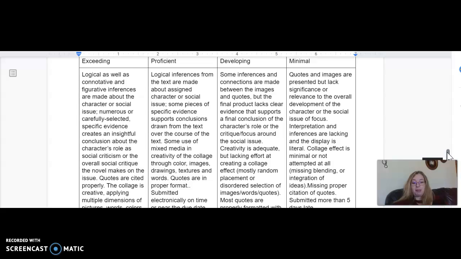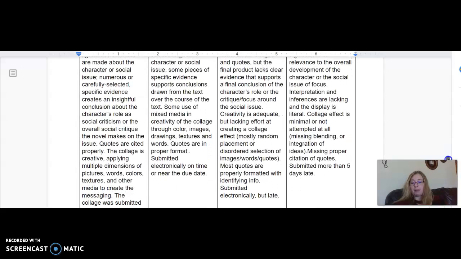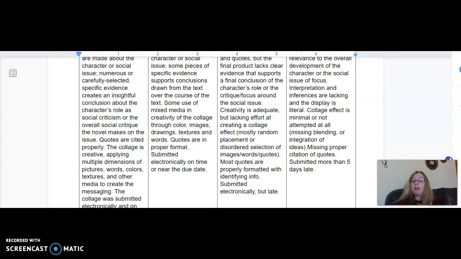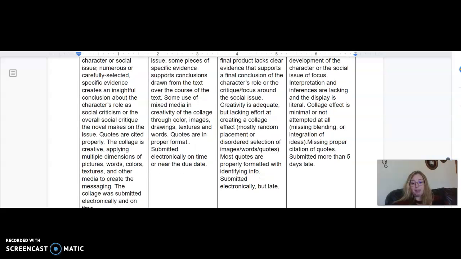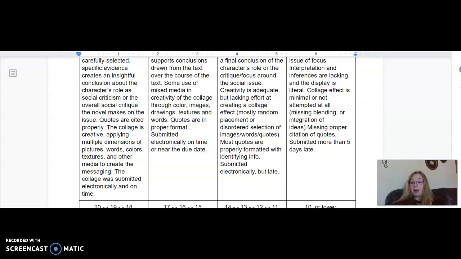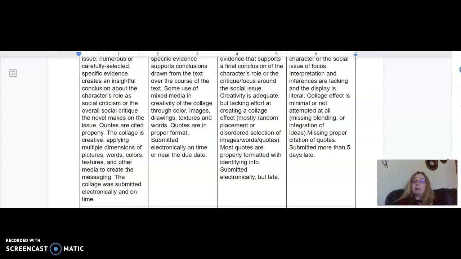So again, I just want to reiterate, you have a lot of this work done already. The collage is creative, applying multiple dimensions of pictures, words, colors, textures, and other media to create the messaging. And the collage was submitted electronically and on time. So it's important to keep deadlines, and we just want to see that you're trying your very best. So step out of your comfort zone a bit and explore new ideas, explore different ways of doing things as you're making the summative collage.